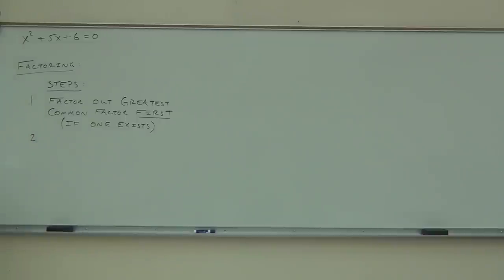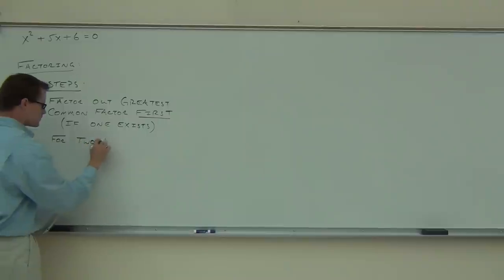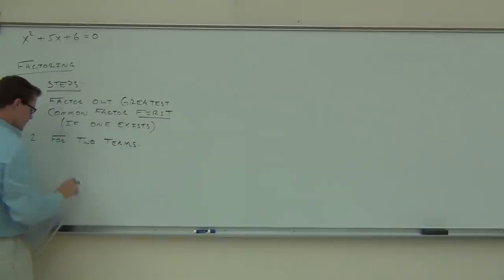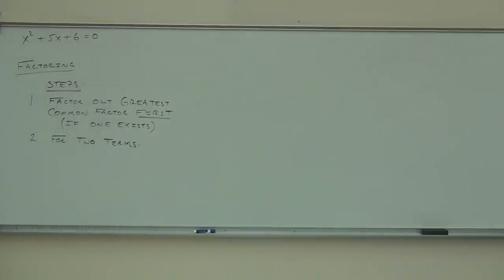Now, so that first thing you check, greatest common factor, we get it done. Next thing you check for is you count the number of terms that you have. Number of terms are those things that are separated by pluses and minuses, all right? So that's how we count number of terms. If you have two terms, there's a couple things we can do. So for two terms. If you have two terms, it has to fall in one of three categories in order to actually factor it.